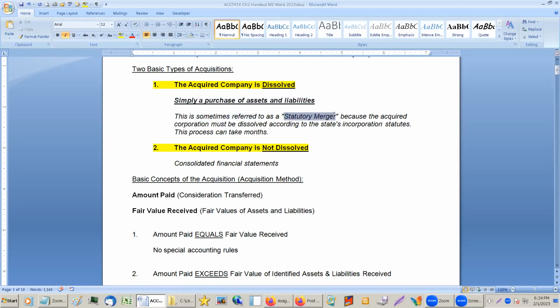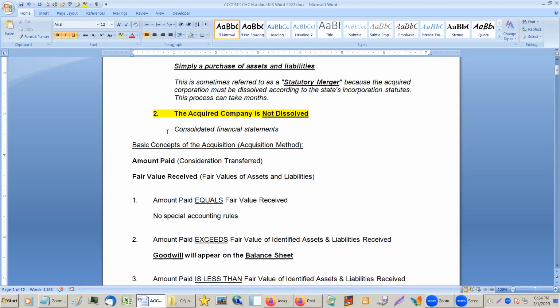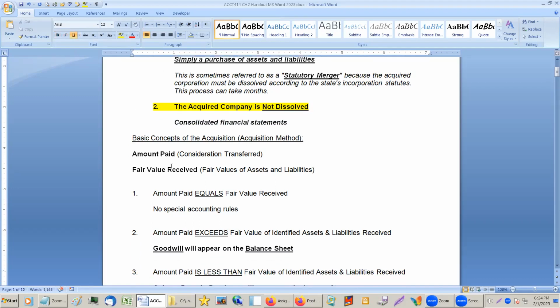You'll see this called a statutory merger. Statutory just means that by statute, it'll be dissolved. It's a legal term because there's still going to be liabilities and all that kind of stuff that go along with it. And this one, everything just goes on like normal, and we do consolidated financial statements. We take the two financial statements and we smush them together.